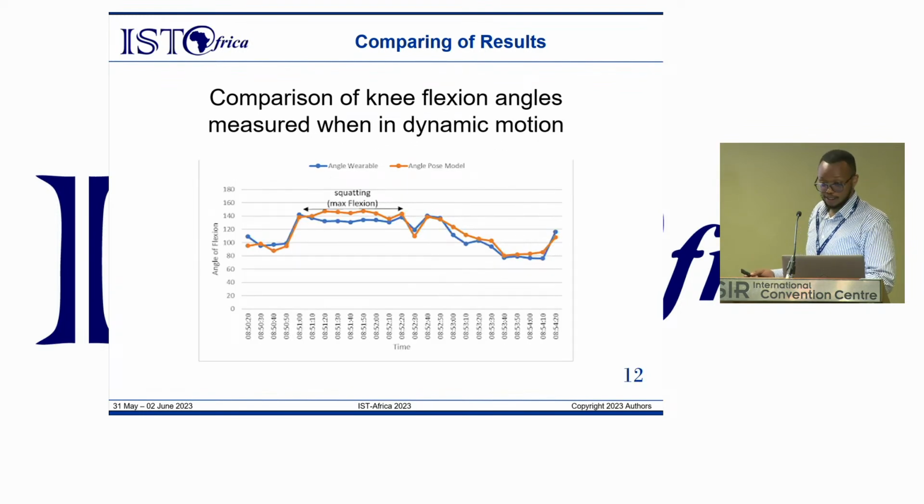When in dynamic motion, let's say we have a subject and we ask them to perform a range of motions, you can see that we have a trend line from both the wearable and the human pose model at specific times during the assessment. From this, we can see how the patient is progressing, let's say when we're monitoring their recovery.